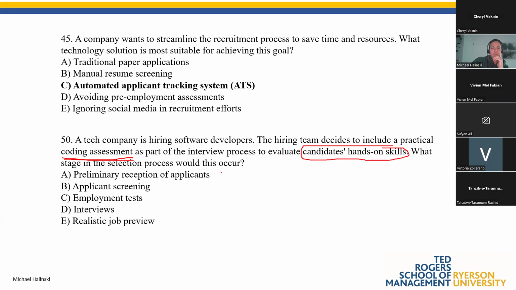What stage in the selection process would this occur? Okay, so in this case, preliminary reception, no, that's when people apply for the job up front. Applicant screening, this is typically where you use the automated tracking system to filter out people. No. Employment tests, yes, that's where you're testing their abilities based on everything they said in their resume and on their application.